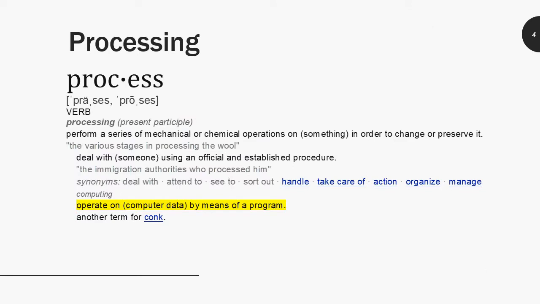So we're going to start off by learning what processing means. I pulled up the verb, and on the computing side, it said operate on (computer data) by means of a program. And that's kind of vague. It doesn't really help us understand a lot. So if we look at the verb for everyday use, it's official and established procedure. And that's something that rings a bell. So the official established procedure for processing information is with a CPU.